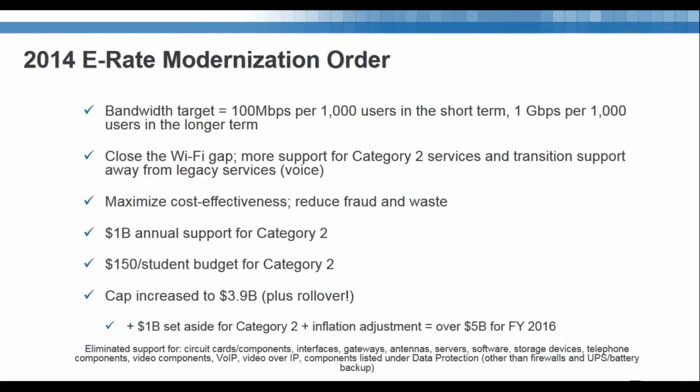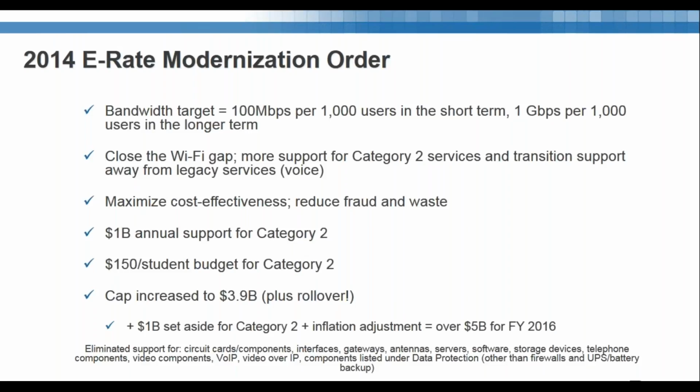So back in 2014, the FCC set out to modernize the E-Rate program. Historically, the program wasn't having a whole lot of success. Like I said, there was a lot of funding for Category 1 services, not so much for Category 2, and schools really needed that Category 2 support. So with the modernization order, they've done a couple of things.